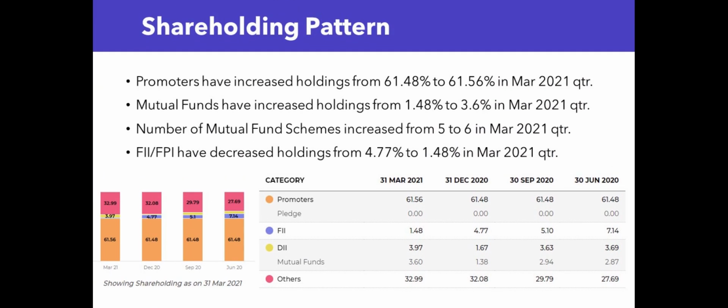Looking at the shareholding pattern, the promoters have increased holdings from 61.48% to 61.56% in the March 2021 quarter. The mutual funds have increased holdings from 1.48% to 3.6% in the same quarter. The number of mutual fund schemes has also increased from 5 to 6, though there has been a decrease in the holdings of the foreign investors from 4.77 to 1.48%.